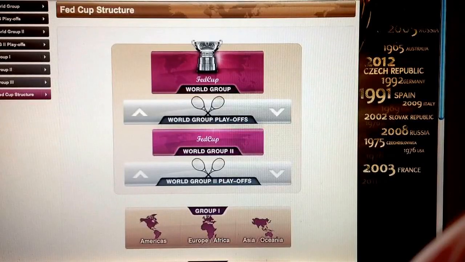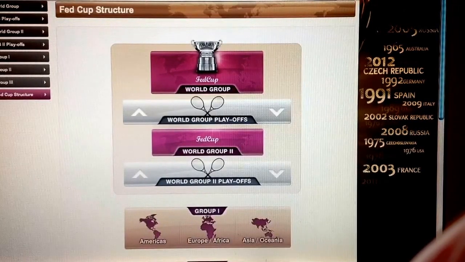Fed Cup 2014. As you can see in front of you, that's the structure of the way the Fed Cup works. There is a World Group at the top, then a World Group 2 beneath that. Of course, they do the World Group playoffs once they've settled up the first round in February of both the World Group and World Group 2. The World Group playoffs go off in April.